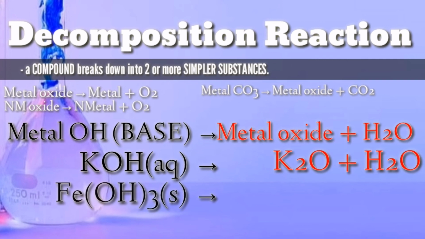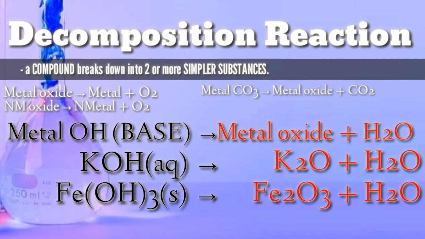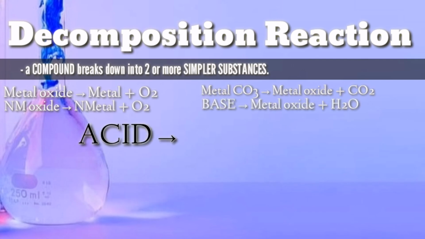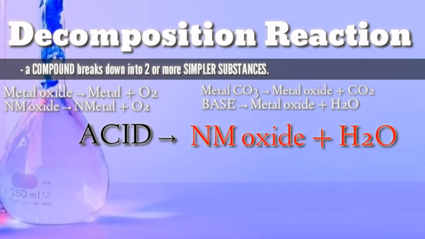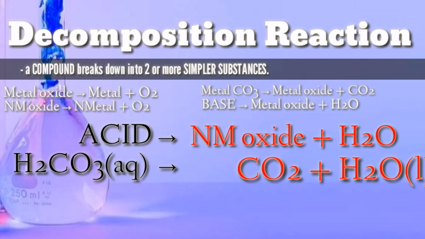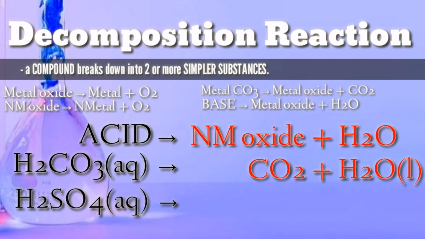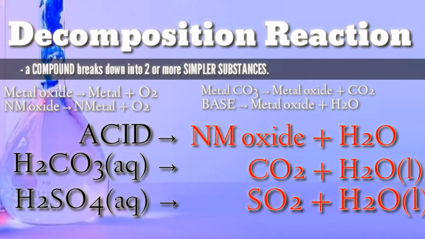How about decomposing ferric hydroxide? What are the products? The products are ferric oxide and water. Great job. Some unstable acids decompose to produce nonmetal oxides and water. Carbonic acid decomposes easily at room temperature into carbon dioxide and water. Another example, sulfuric acid when decomposed will produce sulfur dioxide, which is a nonmetal oxide, and water. We are done with the decomposition reaction.